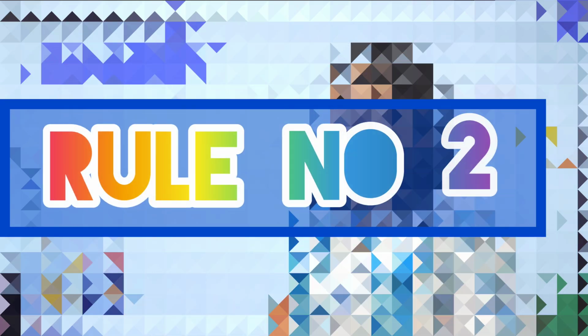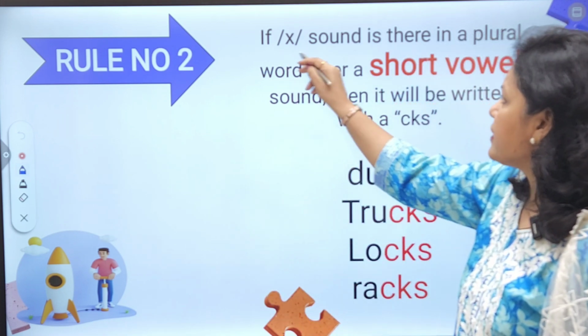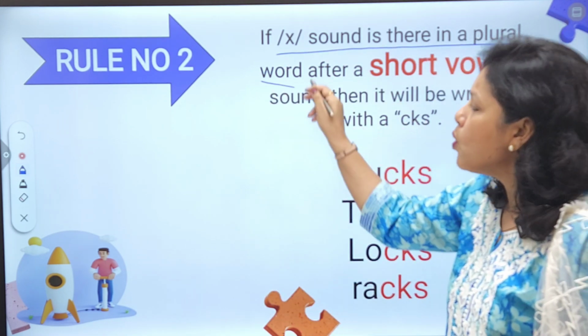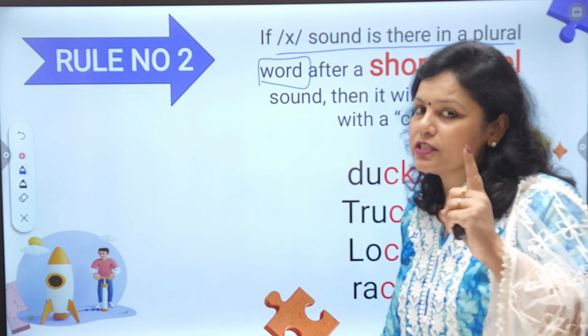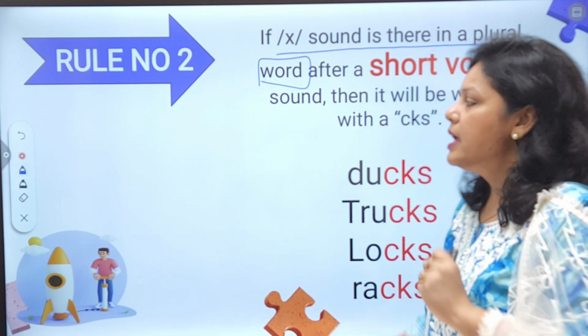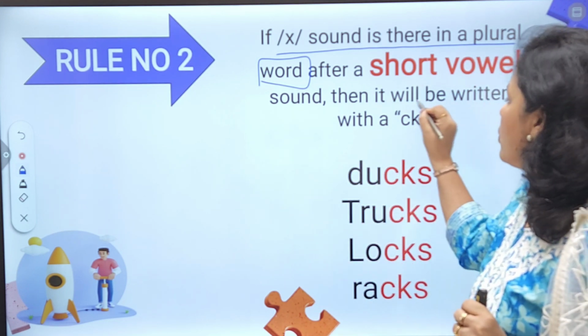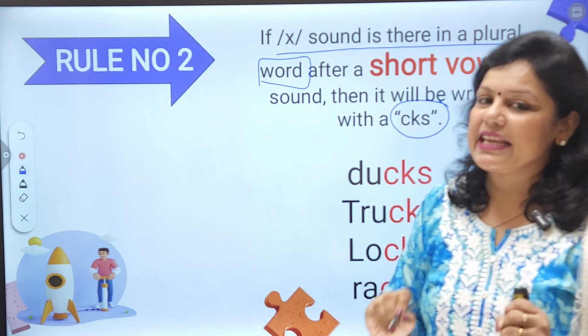Let us proceed to rule number 2. So what is rule number 2 actually? Rule number 2 says that if the X sound is there in a plural word. So what was my first rule? Singular word. Now you have to see the plural word. If you are hearing a plural word, then you will always write CKS.